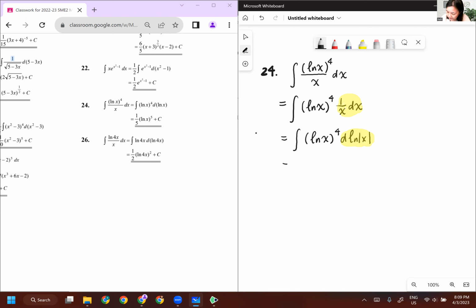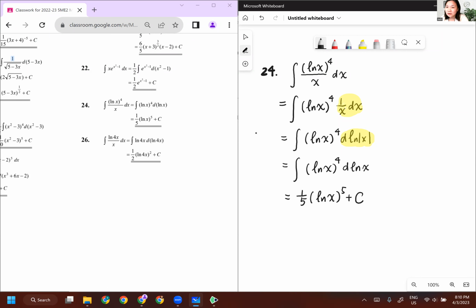And in this case, because we know that in this question x is positive, I will just remove the absolute value. Only in this question, we can do so. And then in the end it is 1 over 5 log x to the power 5 plus c. The highlighted part is the substitution.